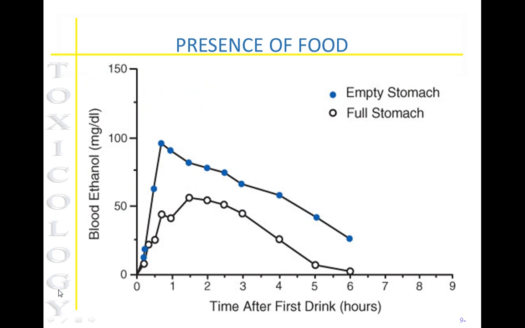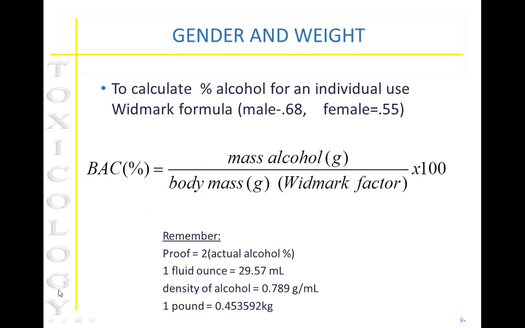As you can see from this graph, the presence of food will also play into the absorption of alcohol, as will the gender and weight of an individual. To calculate the percent alcohol for an individual, we can use the Widmark formula. There are different factors for males and females, but if we input the information into this formula, we can calculate the percent alcohol.